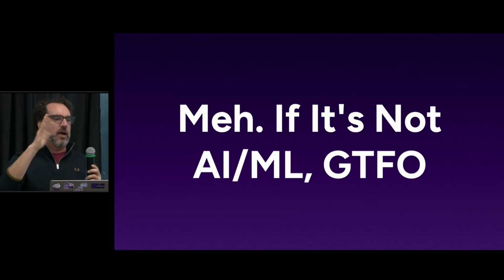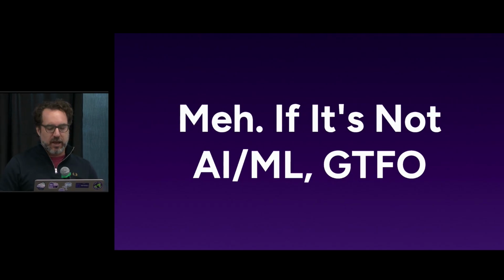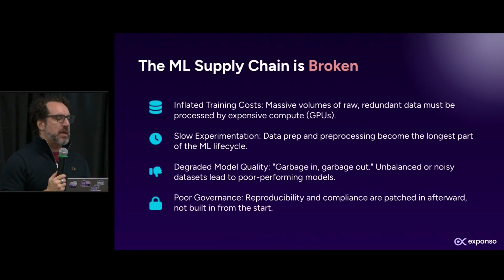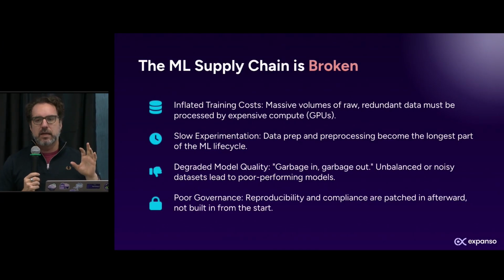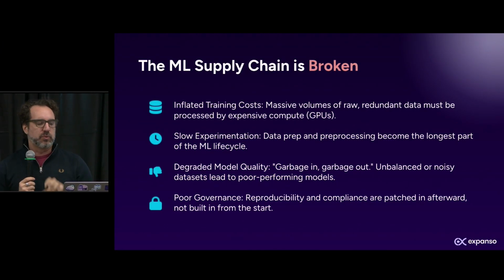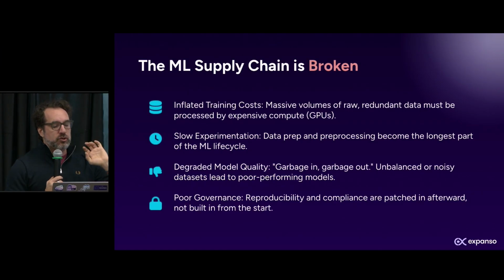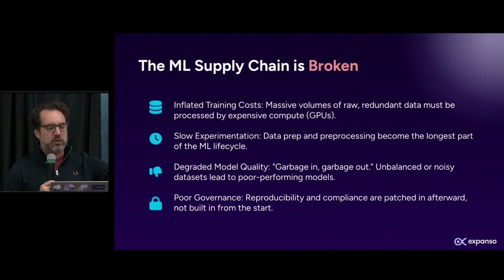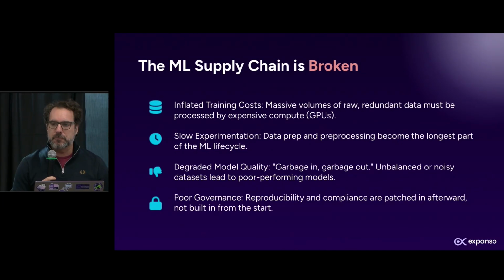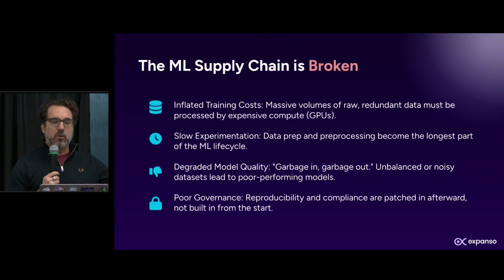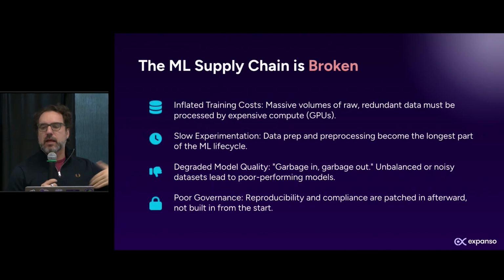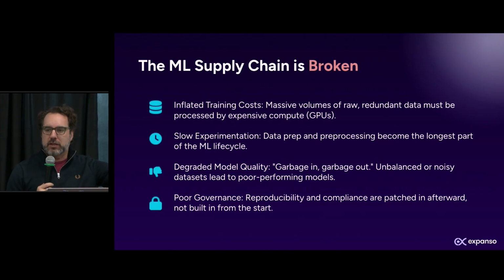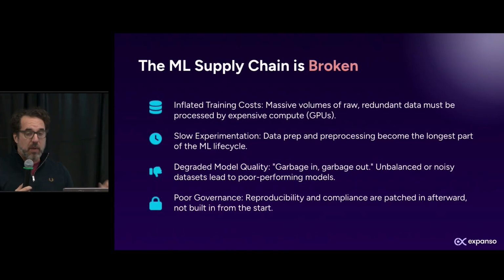And then you're like, okay, well, if it's not AI/ML, go away. But I would argue that this is fundamentally the ML challenge that we have today, right? It means your supply chain is broken. Your training costs are higher than they should be because they're training on unnecessary or poorly structured data. It's slow to experiment. It's slow to discover that this data we trained on actually should have been cleaned in a following way, meaning you have to go back out, clean it again and come back. Your model is degrading.